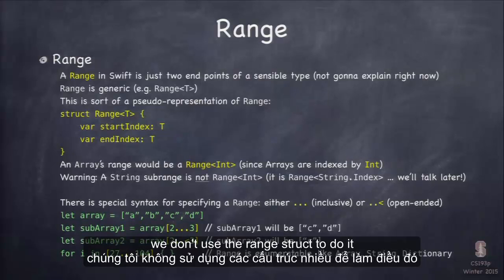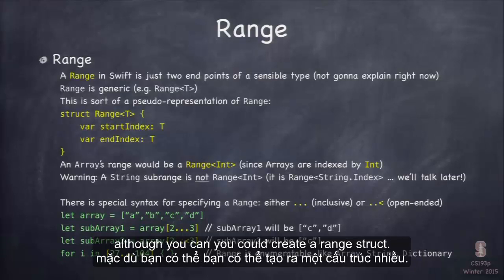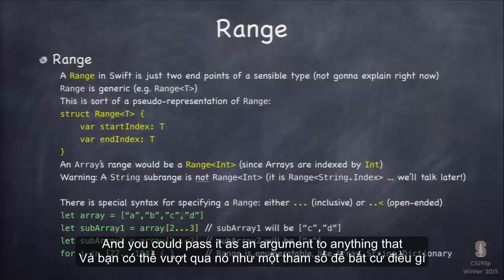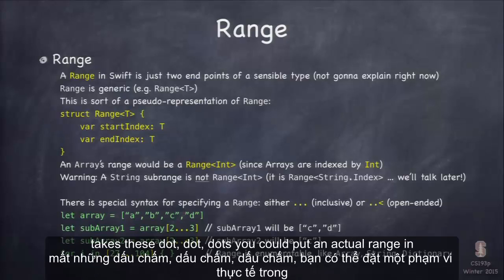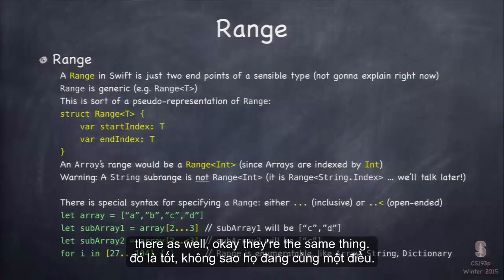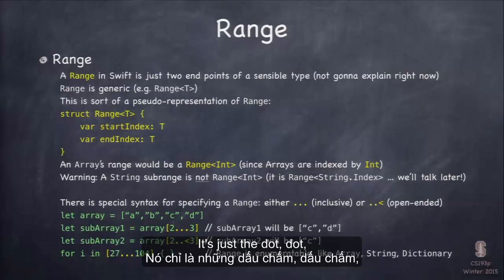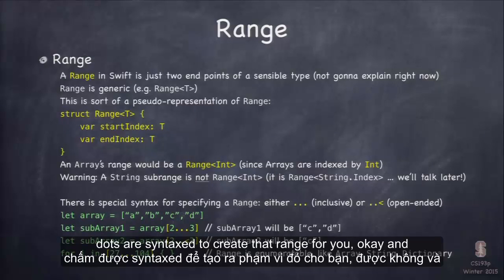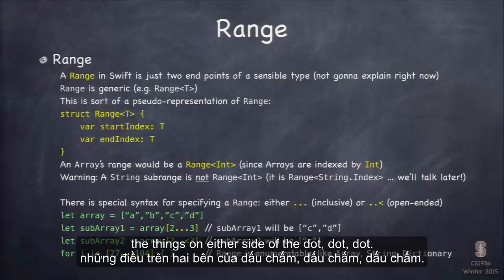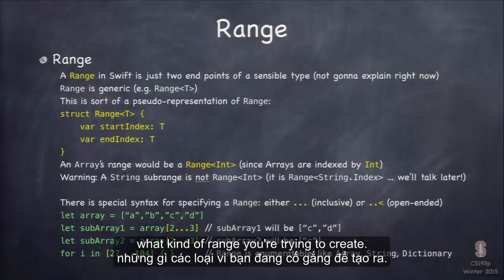99% of the time we don't use the Range struct to do it, although you could create a Range struct and pass it as an argument to anything that takes these dot dot dots. You could put an actual range in there as well. They're the same thing. The dot dot dots are just syntax to create that range for you. And the things on either side of the dot dot dot depend on what kind of range you're creating.